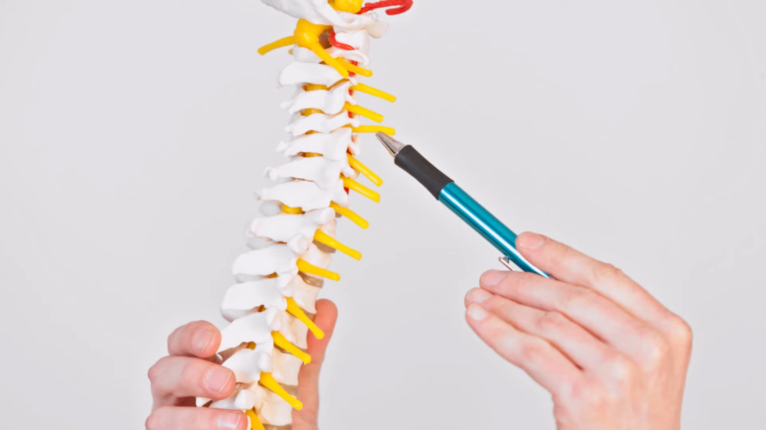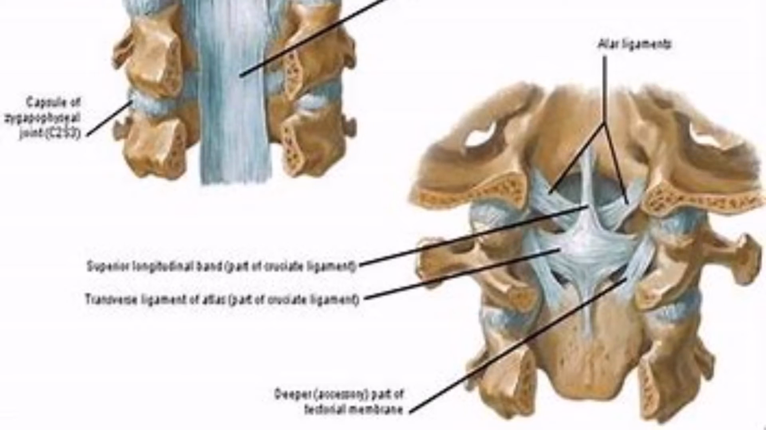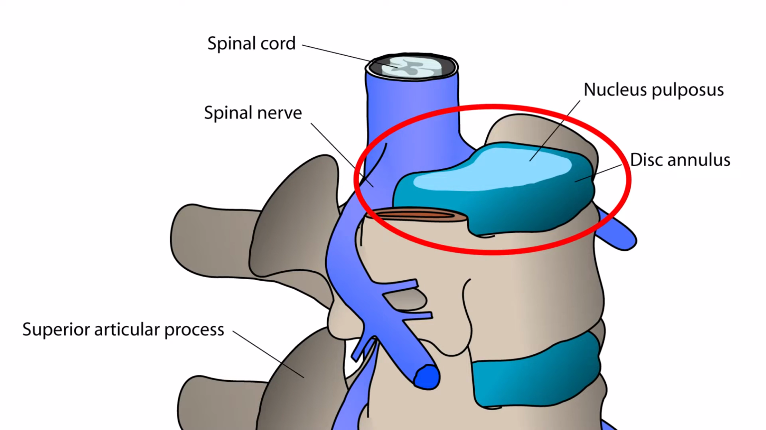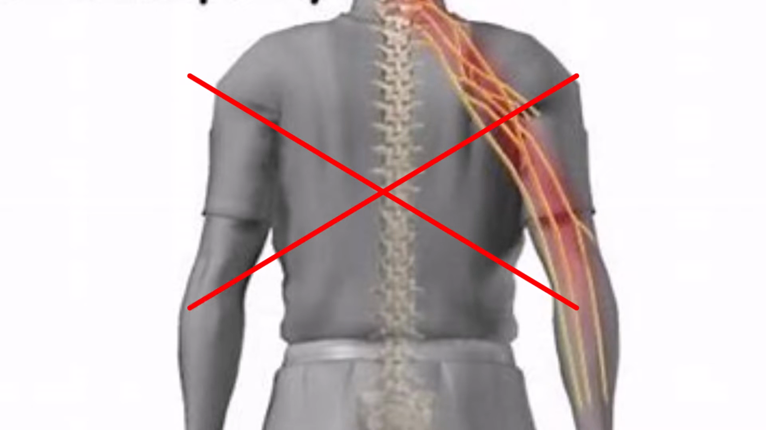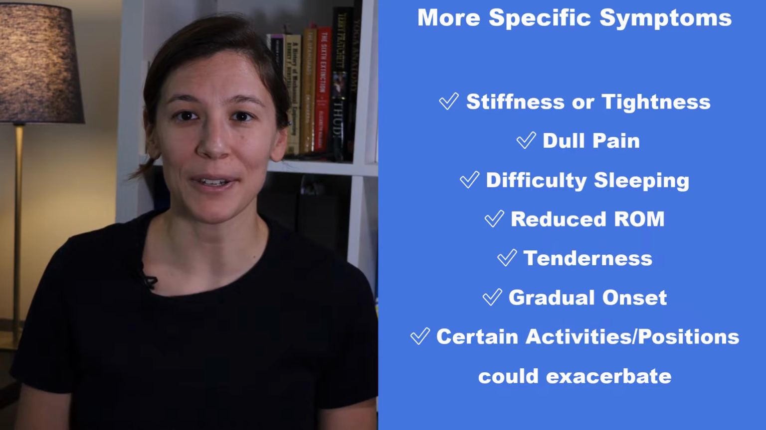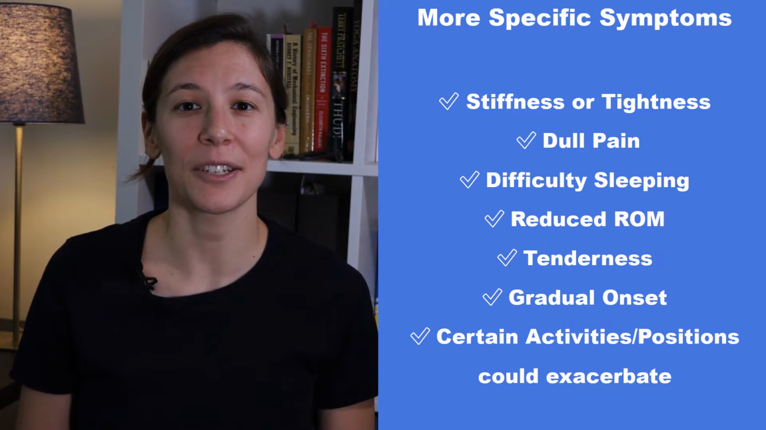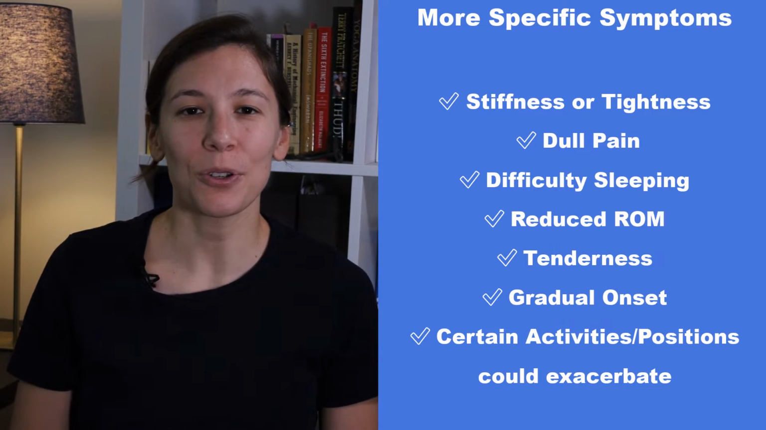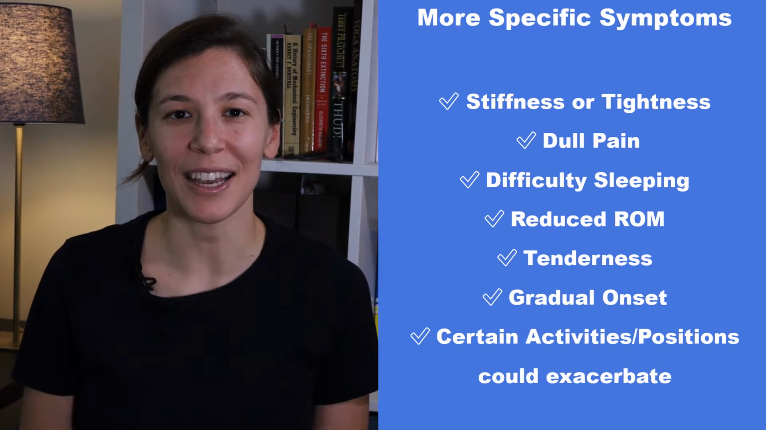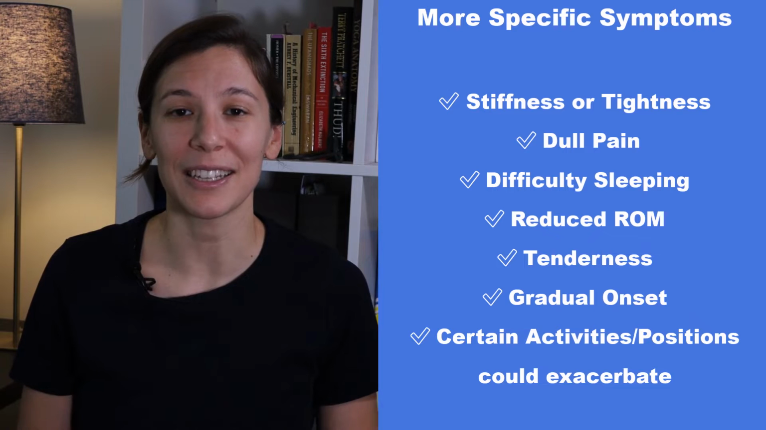supporting structures such as the cervical facet joints, ligaments, muscles, fascia, and even discogenic pain without radiating symptoms down the arm. Other common symptoms are stiffness, tightness or tension of muscles, dull pain to the area, difficulty sleeping, reduced range of motion at the cervical spine, tenderness, a gradual onset, and some activities or positions can exacerbate it.